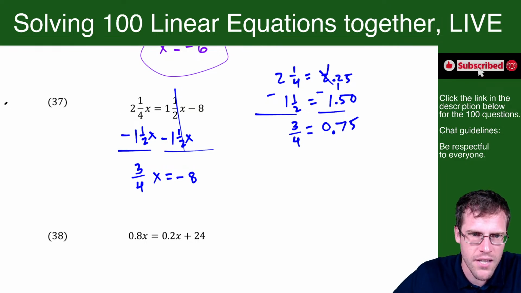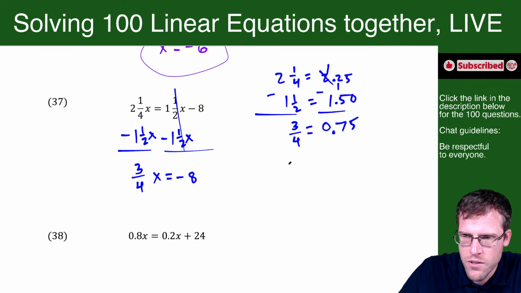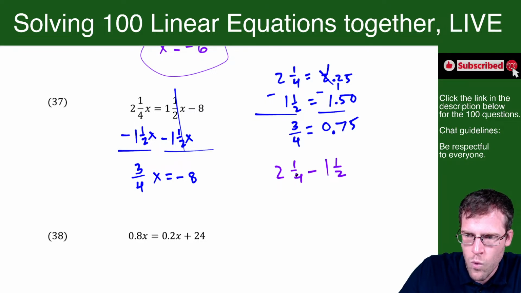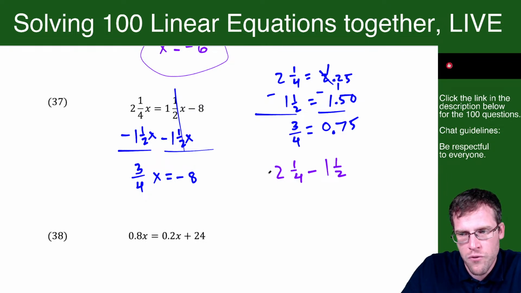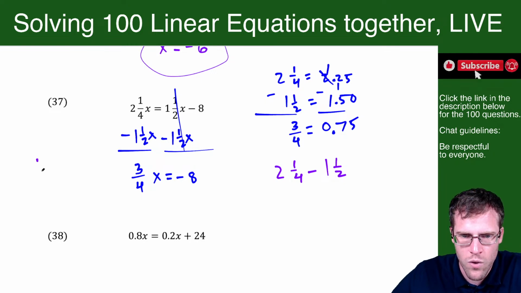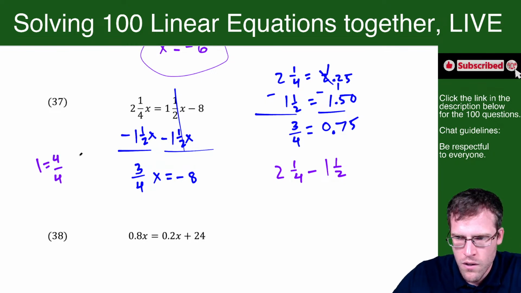If you want to see it the 5th grade way, where you borrow and all that stuff, like 2 1/4 minus 1 1/2, the problem is that 1/4 is less than a half, so when you subtract, things get weird. You'd have to borrow from the whole number. So remember, 1 is equal to 4 over 4.